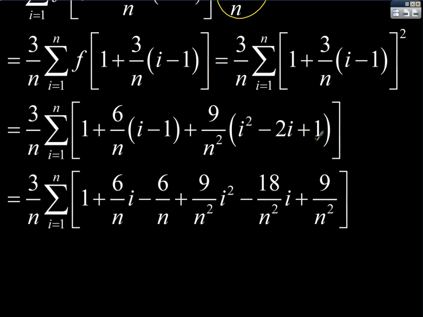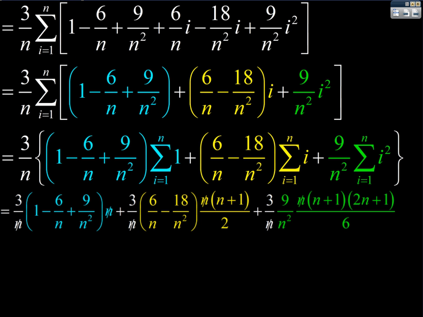And then now what? Well, let's go ahead and collect like terms. I'm going to collect all the terms that don't have any i's, the terms that have i's, and the i squared term, right? Let's make the non-i terms blue, all the terms with a single i yellow, and the i squared term green. Okay, so it's just math, right? We're just going through some algebra here.